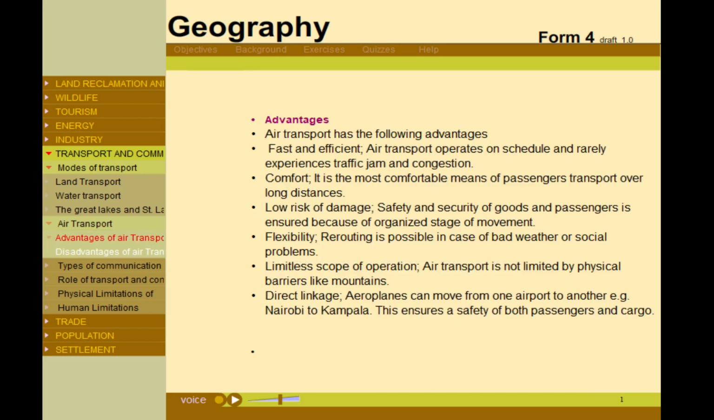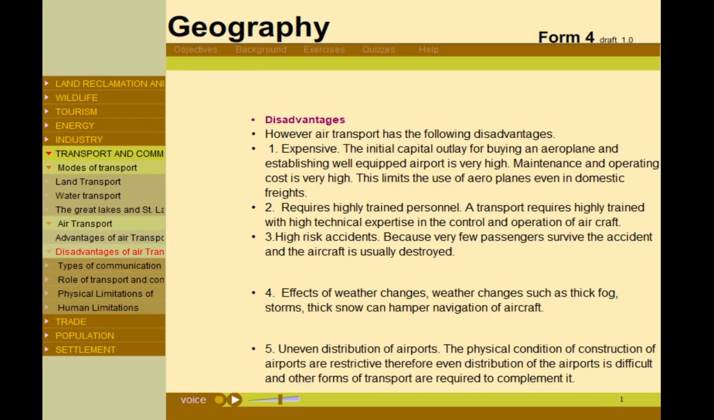Disadvantages. However, air transport has the following disadvantages. Expensive. The initial capital outlay for buying an aeroplane and establishing a well-equipped airport is very high. Maintenance and operating cost is very high. This limits the use of aeroplanes even in domestic flights.